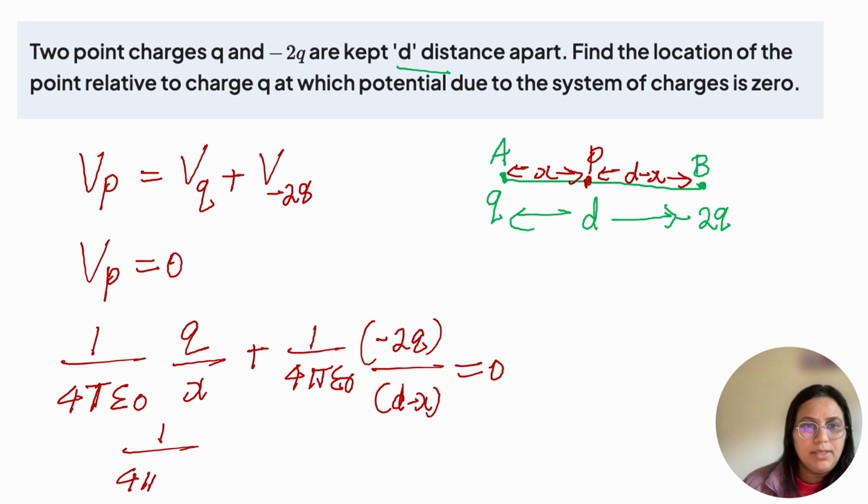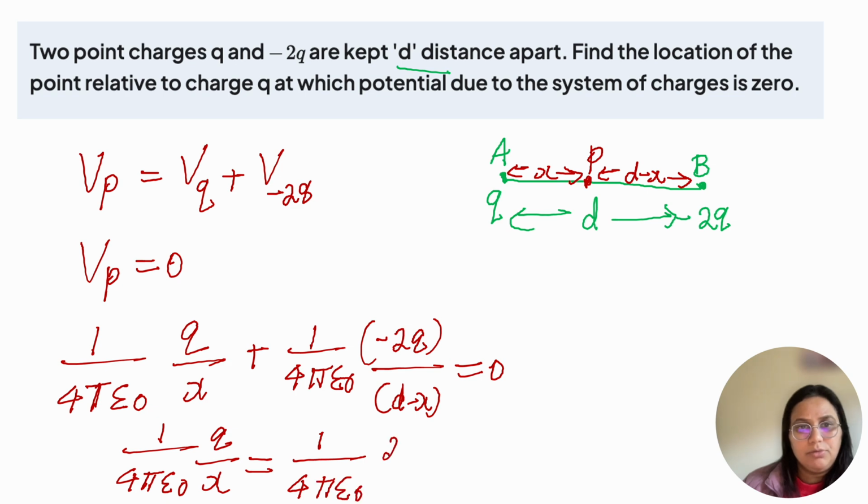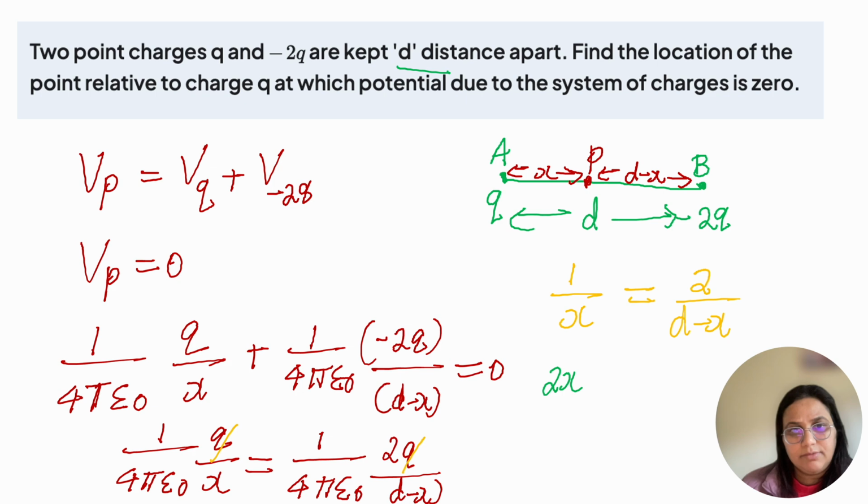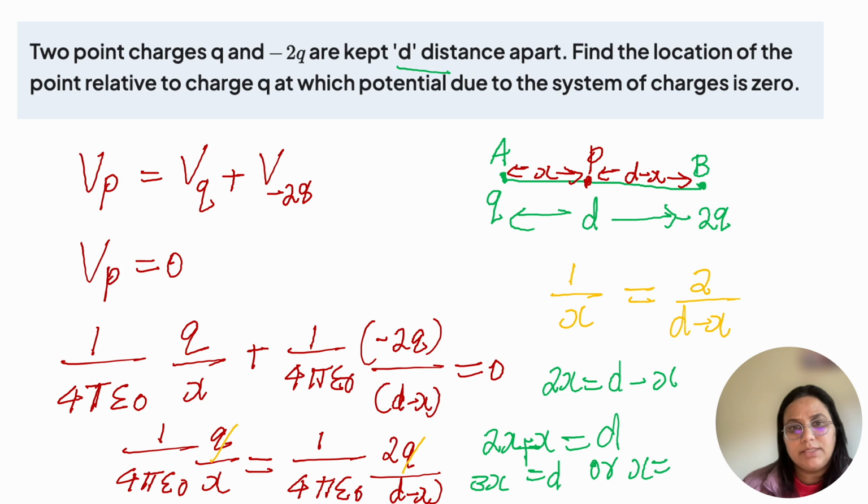1 divided by 4 pi epsilon naught Q divided by X is equal to, there is a minus sign, so I am taking it to the other side, 1 divided by 4 pi epsilon naught 2Q divided by D minus X. So 1 by 4 pi epsilon naught will get cancelled out, Q also will get cancelled out. What is remaining? 1 divided by X is equal to 2 divided by D minus X. Simplify it. 2x is equal to D minus X, or 2x plus X is equal to D. So 3x is equal to D, or the distance x is equal to D divided by 3. So that is the final answer.